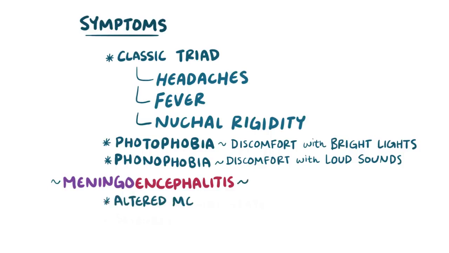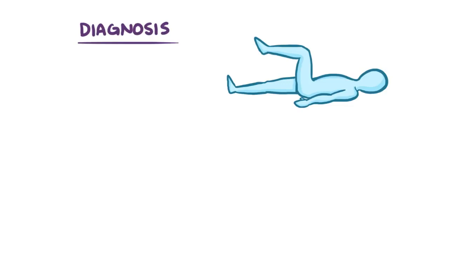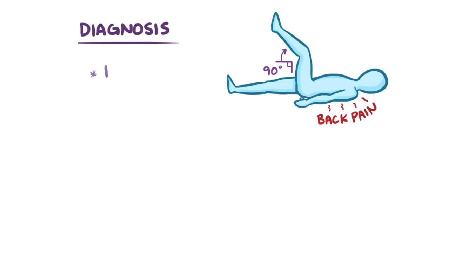Meningoencephalitis can cause an altered mental state or seizures. The diagnosis of meningitis starts with a physical exam. One maneuver is when a person lies flat on their back facing upwards, and one of their legs is raised with the knee flexed to a 90-degree angle. Then the leg is supported and slowly straightened at the knee. If this causes back pain, then it's called Koenig's sign.